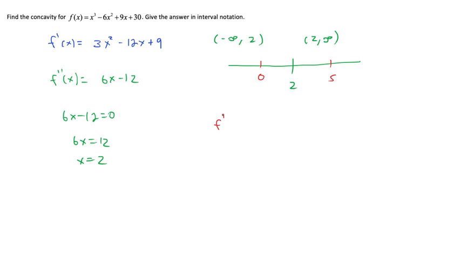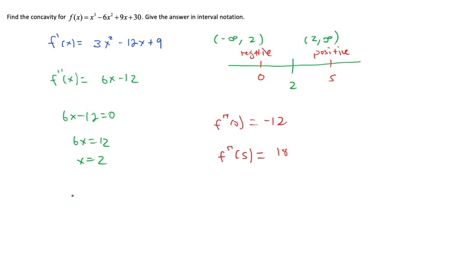So let's try that. What is f double prime of 0? f double prime of 0 gives us negative 12, which is negative. So what does that tell us? It tells us that this interval is concave down. And f double prime of 5. Once again, we're not concerned with the actual number, we're just concerned if this is positive or negative. When you plug in the 5, 30 minus 12 gives us a positive 18, which is positive. That's the key. So once again, what does that tell us? It tells us that this function is going to be concave up.